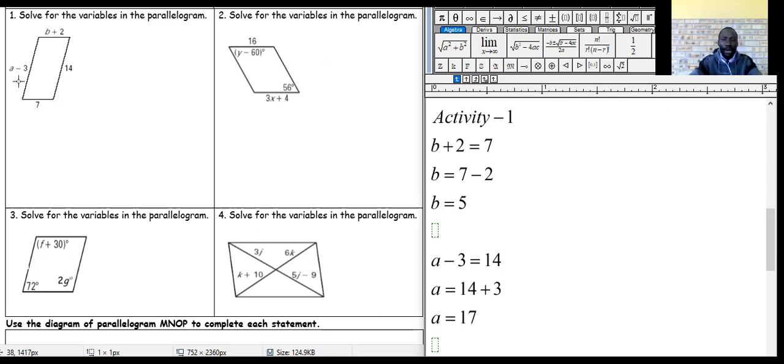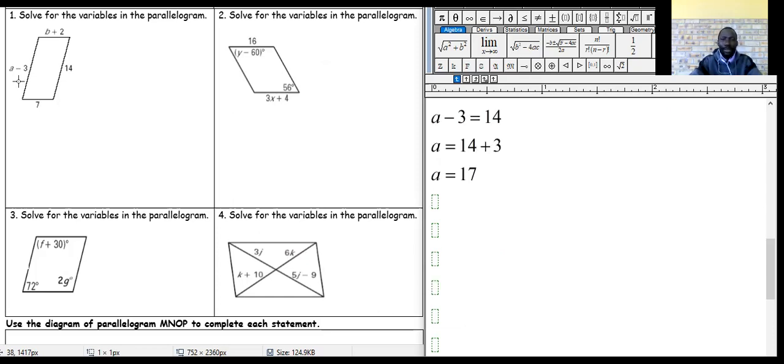17. Now, we are done with that activity. The next thing is for us to look for the solution to Activity 2. Activity 2 has the sides and the angles. Now, the thing we know is that these sides here are parallel. This one here, where there is 3x plus 4 and there is 16.